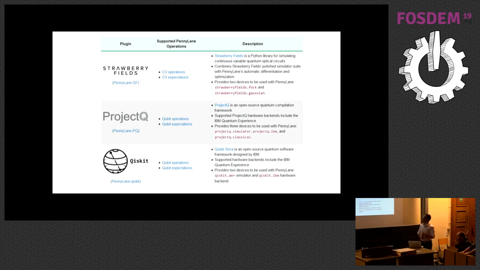I think most of them are a maximum of 500 lines. All you need to do is define how the PennyLane operators map to the framework's gates, and that's it. And everything else is taken care of for you automatically.